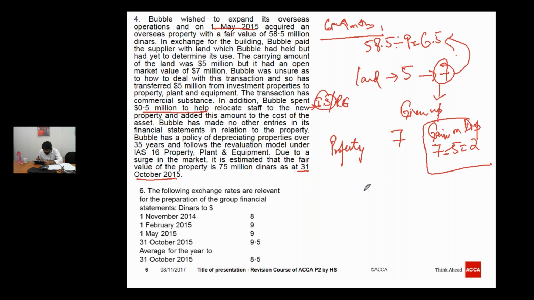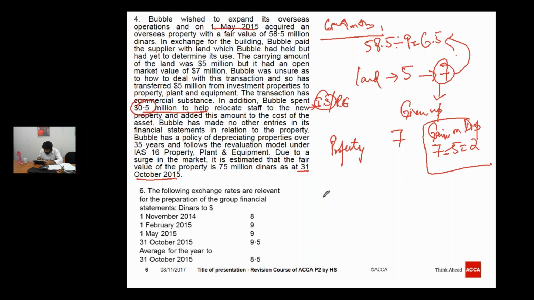Okay, and added this amount to the cost of the asset. Bubble has made no other entries in its financial statement. So the company has capitalized this amount. So you have to deduct the amount from the asset and you have to charge this amount as an expense. Bubble has made no entries in its financial statement in relation to the property.